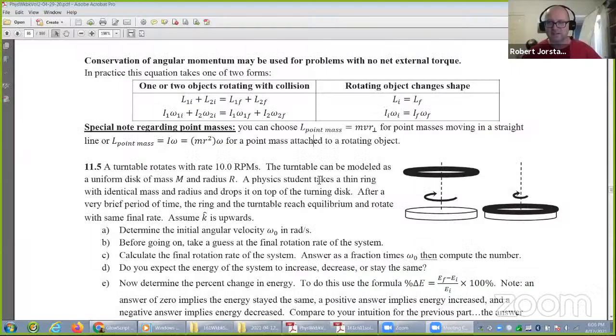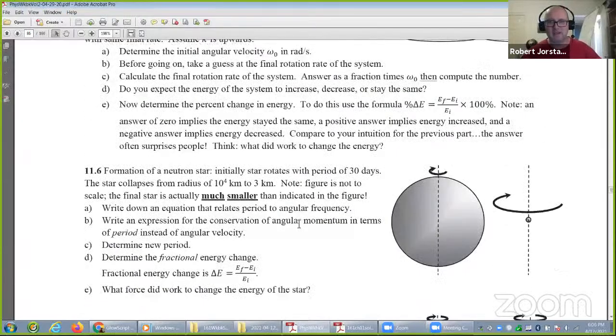Whoops, I forgot to hit share screen. Oh, wait, wrong button. I can get there. I can do this. I can share a screen. There we go. Hey, here we go.